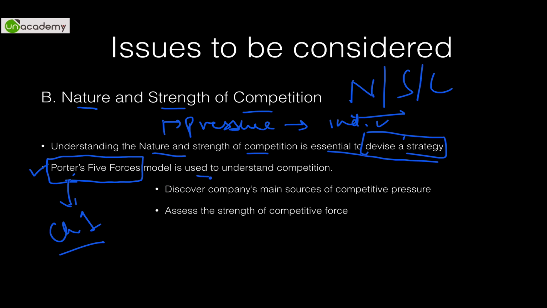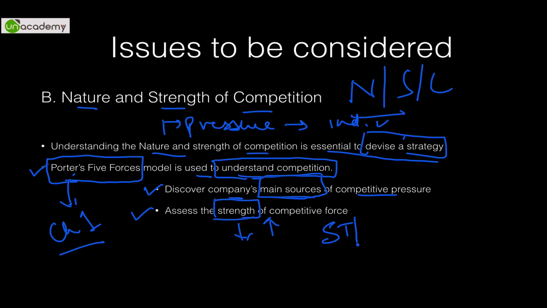This model is used to understand competition. How do we successfully use this model? By discovering the company's main sources of competitive pressure. Main sources means what are the substitute products available in the market, who are the rivals. So these are the main sources, and assess the strength of competitive force. How much can they damage us? Can they damage us to a greater extent? To a lesser extent? In short term? In long term? So these issues have to be considered under nature and strength. And Porter's 5 forces model will be instrumental in making us understand these issues.